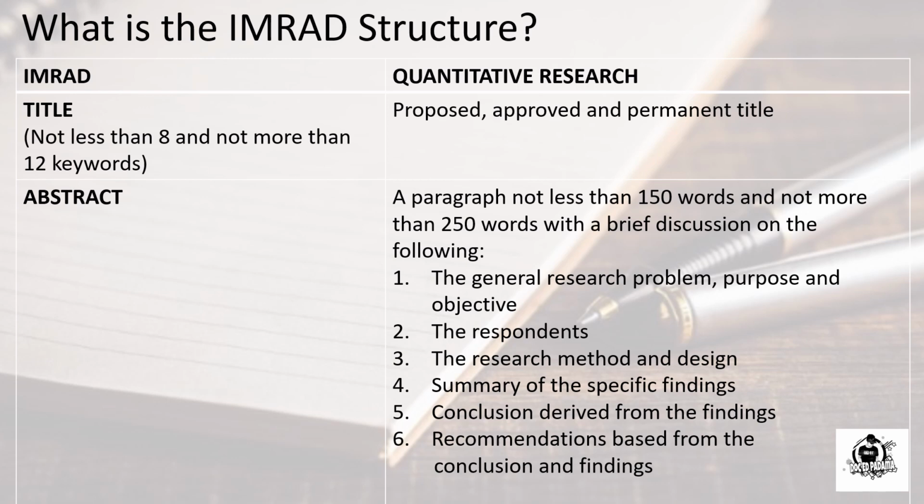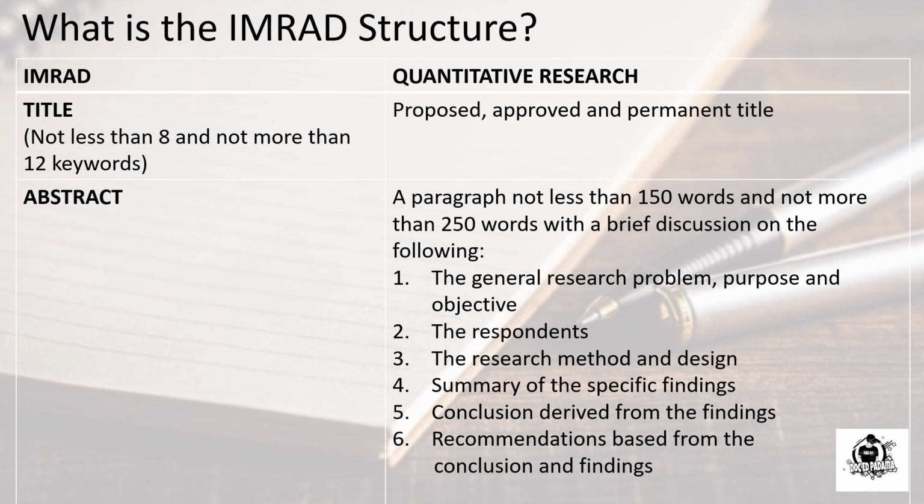The next part of the IMRAD format after the title is the abstract. The abstract should have a minimum of 150 words and not more than 250 words. So the number of pages that you consume will depend on how you present your abstract.